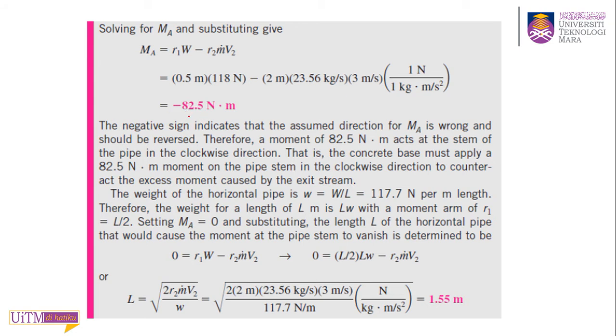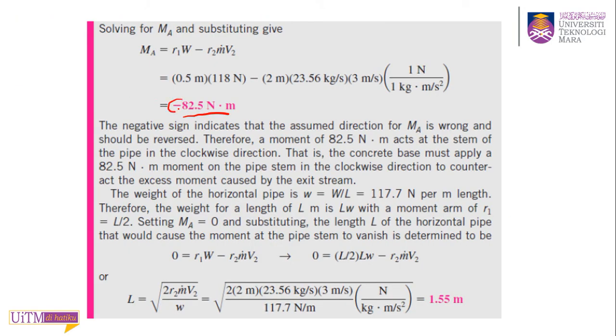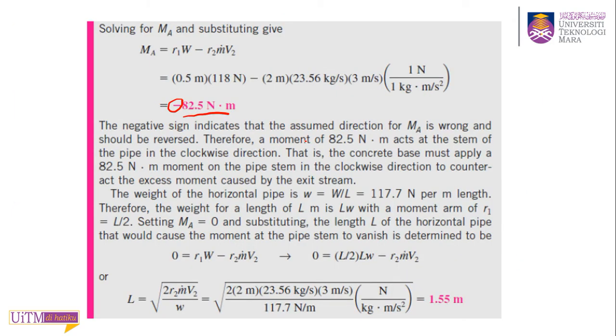So this will give you the moment acting at point A, and the value is negative. Again, don't worry about the sign, whether it's positive or negative. In this case, when you calculate, you get the negative. That means this moment should be acting like this, not counterclockwise. So just the assumption of the direction is wrong. It should be acting in clockwise direction. So that's the first question.